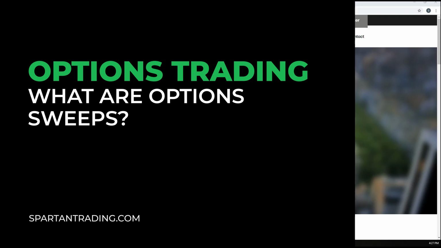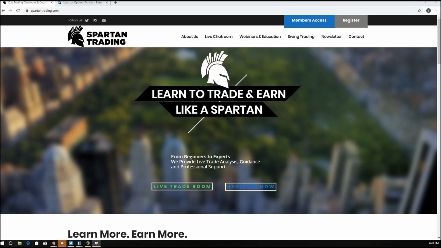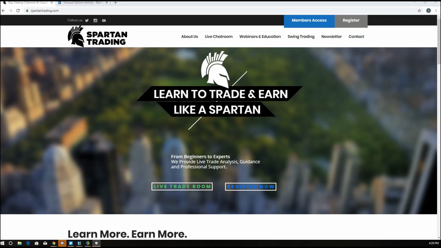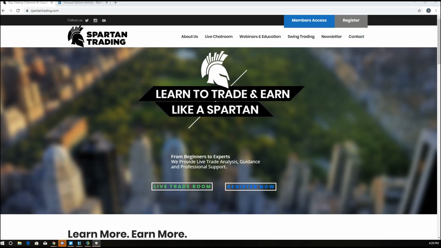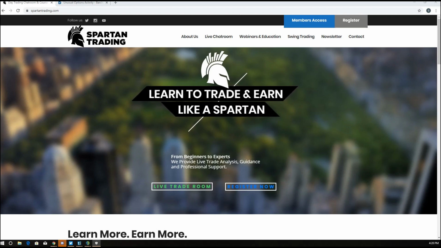So option sweeps, or when you hear that an option is swept, is when there's a significant amount of contracts going through at a single strike and expiration. So there's a block order essentially going through. Now these are significant because they usually have a large dollar amount behind them. They can range from, let's say, $50,000 to a couple $1 million.